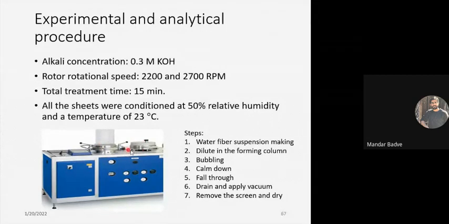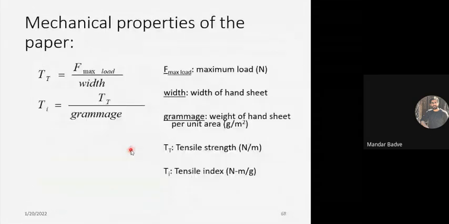And then you get a paper sheet, right? And that paper sheet was cut into different pieces, and we used a standard universal testing machine. We measured the tensile strength and tensile index of those paper sheets, which were made after the cavitation treatment, right?